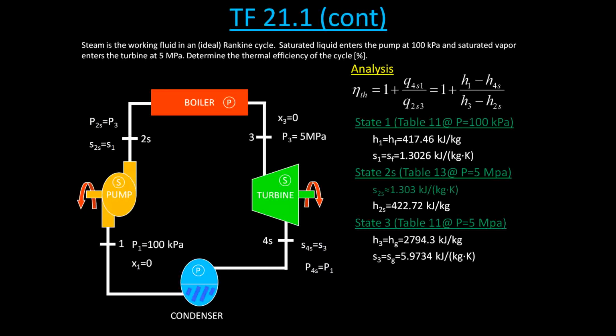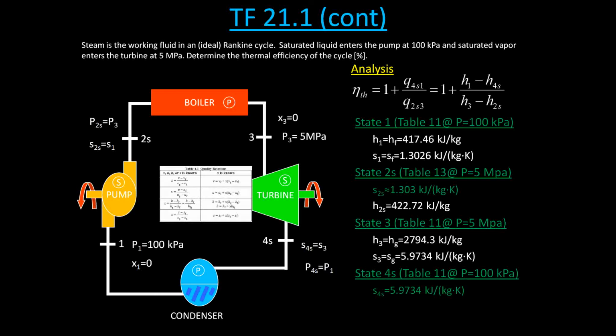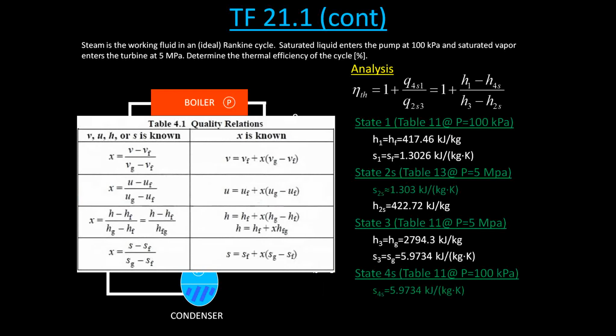Now for state 4, unfortunately it's not right next to a value, but it is in the saturated mixture region. So we know it's going to be somewhere in the mixture region. It's in between the vapor line and the liquid line. So we're going to use our table 4.1 with our quality relations. If we look here on the left side, given these entropy values, the entropy of a liquid and entropy of a vapor, we can figure out the quality. So plugging those values in, what we get is a quality of 0.771.